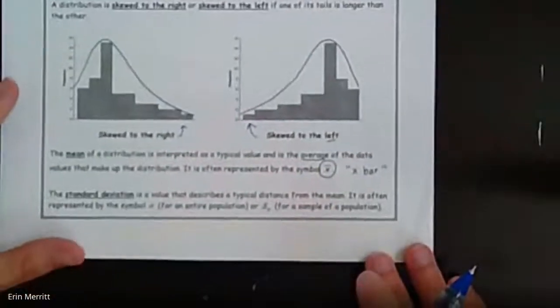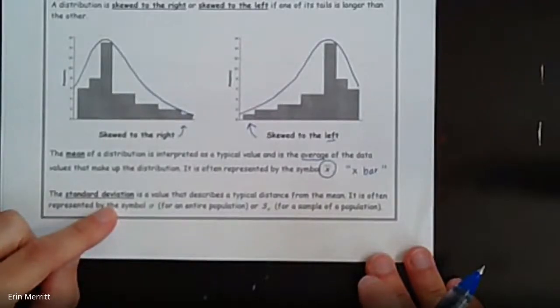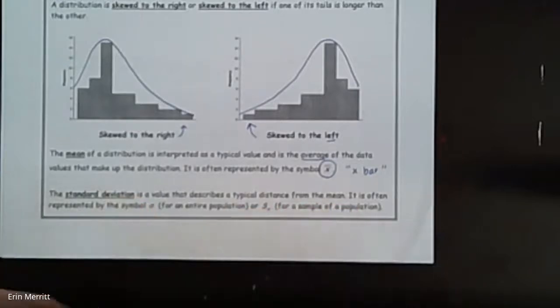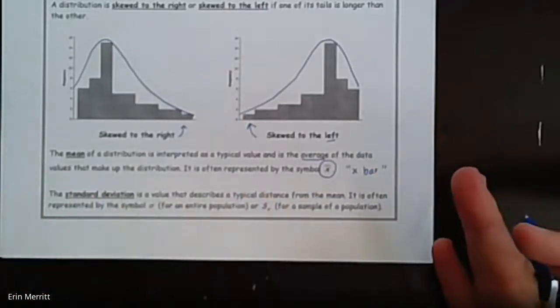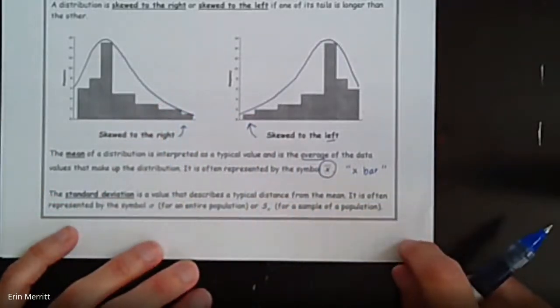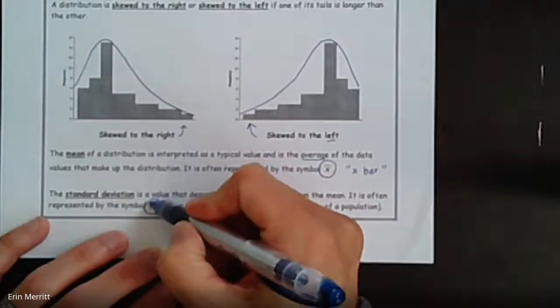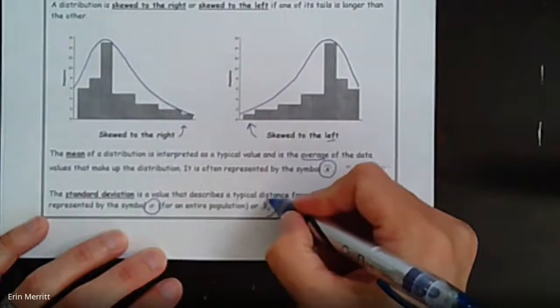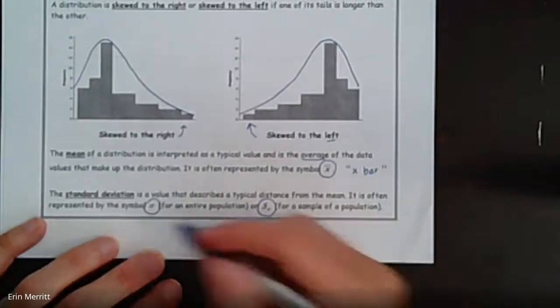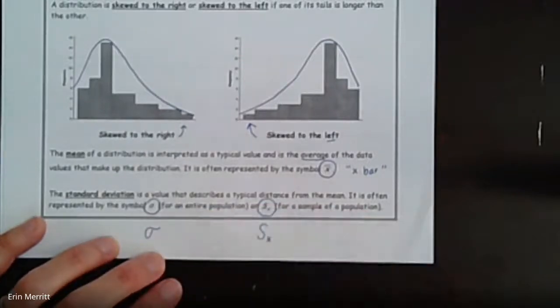The next part is the standard deviation. Typically the calculator will calculate it for you or it'll be given to you, so you don't have to worry about how to calculate it. You just have to know how to use it. It's a value that describes the typical distance from the mean, so how far away the data is from the average. If the standard deviation is a big number, it means the data is really spread out. If it's a small number, it means all the data is really close together. It's often represented with the little sigma for the entire population, or S sub X for the sample. You're going to see those two things on the calculator. So sigma or S sub X, like that.